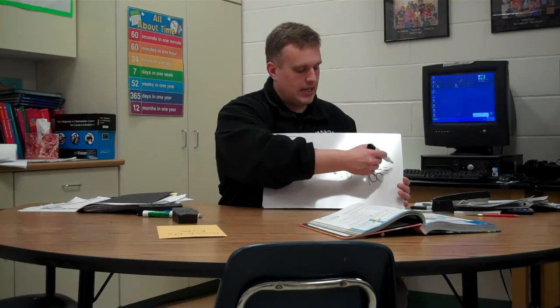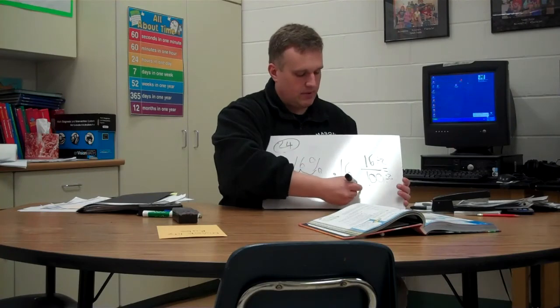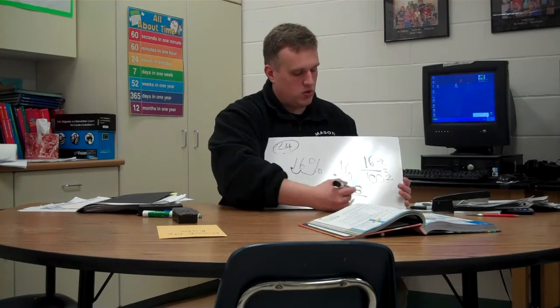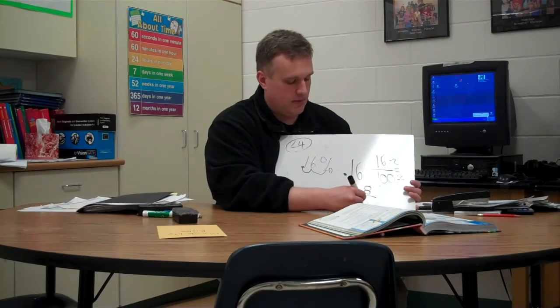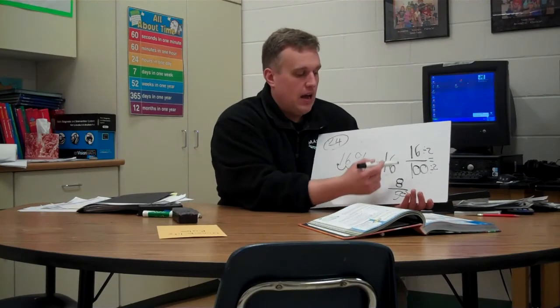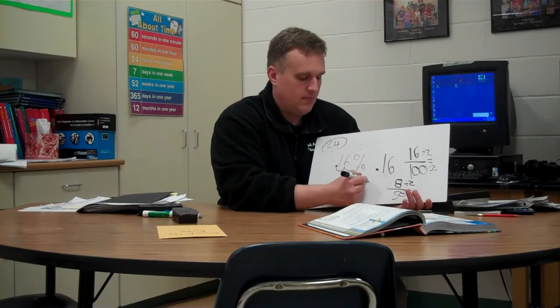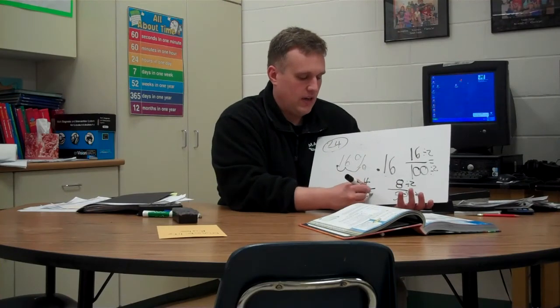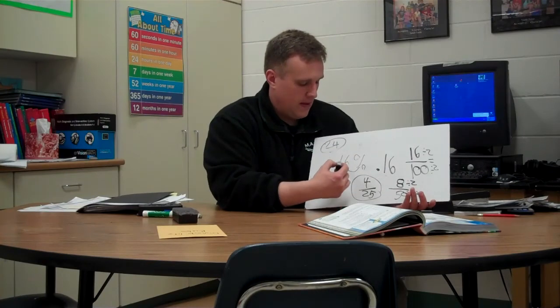2 goes into 16. We can divide by 2. 2 goes into 16 8 times. And 2 goes into 100 50 times. Okay, so I'm left with 8 50ths. I'm going to have to simplify that further, so I'll divide that by 2. 2 goes into 8 4 times, and 2 goes into 50 25 times. So as simplified, 4 25ths is my fraction, and as a decimal, it's 16 hundredths. Alright?